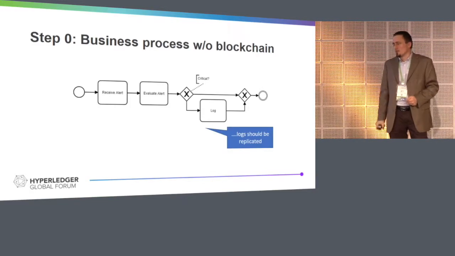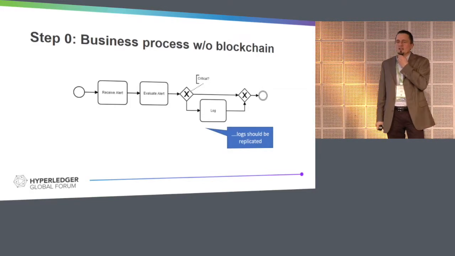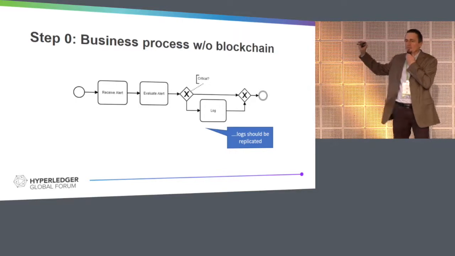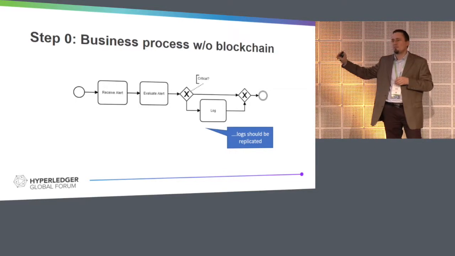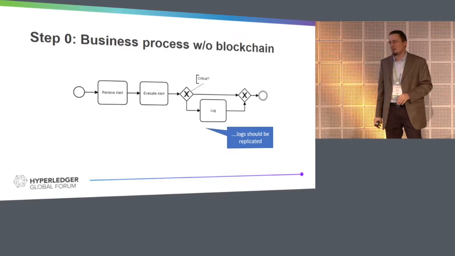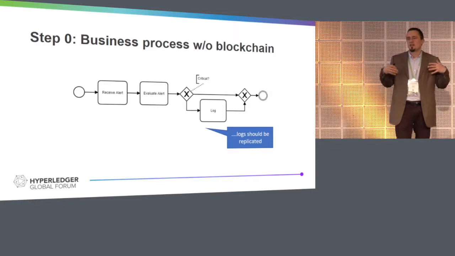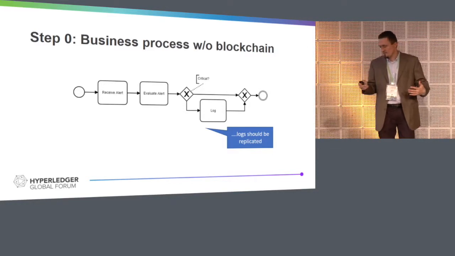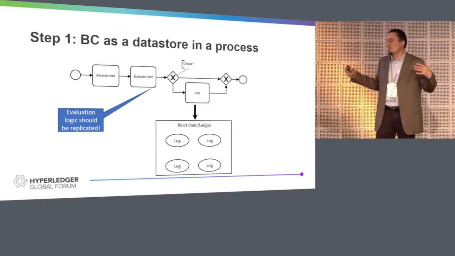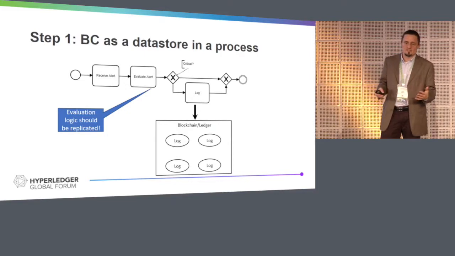Okay, but then we can realize that logs are very important. We don't necessarily trust one participant in the system, if you like, to store all the logs. Okay, let's replicate the logs as entries. So step 1, blockchain will act as a data store in a process.